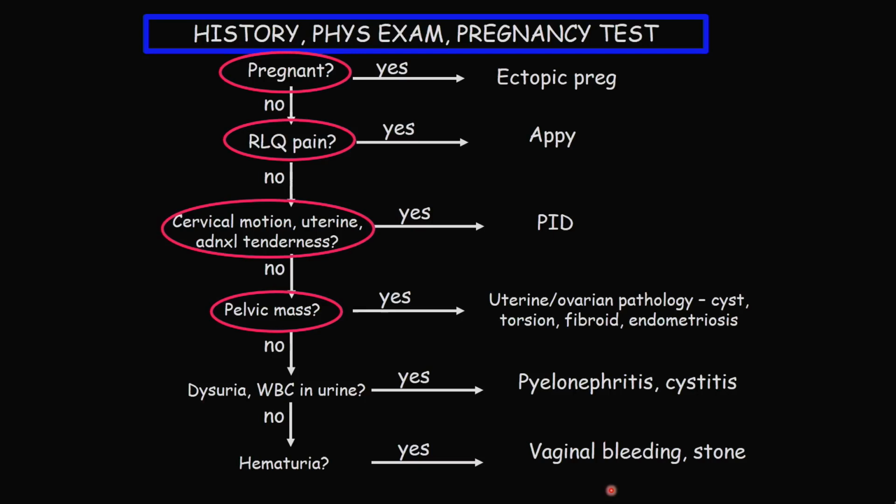If not, we want to know, does the patient have dysuria or white blood cells in their urine? If yes, we may be suspicious for pyelonephritis or cystitis. If not, we want to know, does the patient have hematuria? If so, we want to be suspicious for vaginal bleeding or a stone.